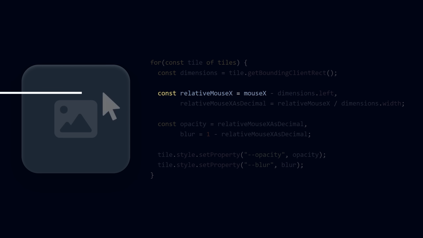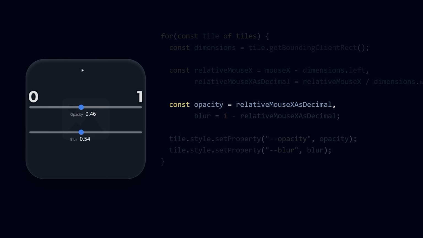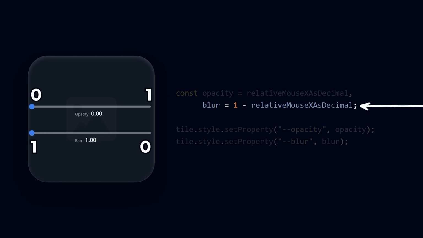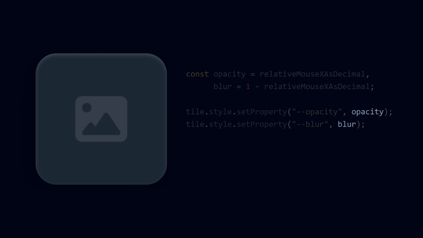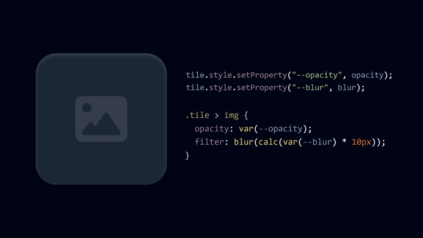That way we could get the mouse's position relative to where the tile starts, and then convert it to a percentage just like we did before. The opacity needs to go from 0 to 1, so it won't actually require any changes. And if you recall, the blurriness is actually reversed, so it'll run from 1 to 0. Just having these values isn't enough though. We still need to actually use them. So let's pass them into our CSS and then apply them to the corresponding properties on the images.